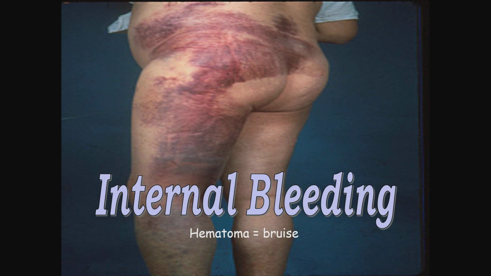Internal bleeding. Everybody, this is a picture of massive hematomas or bruises. Everybody gets a hematoma every now and then, but it's literally internal bleeding, hematoma.